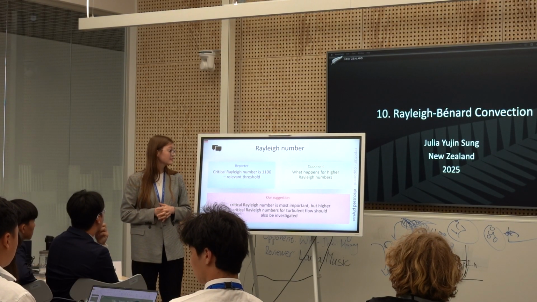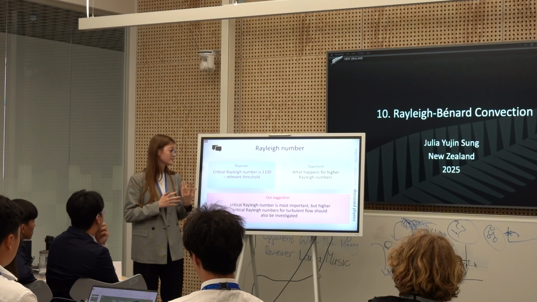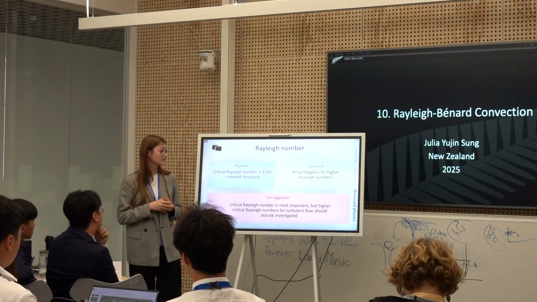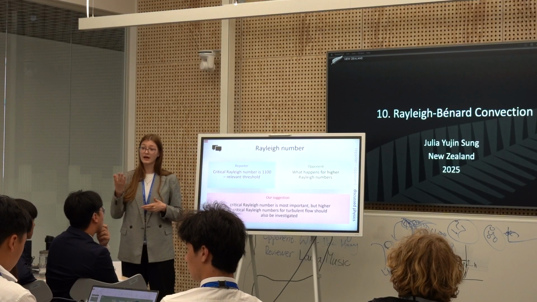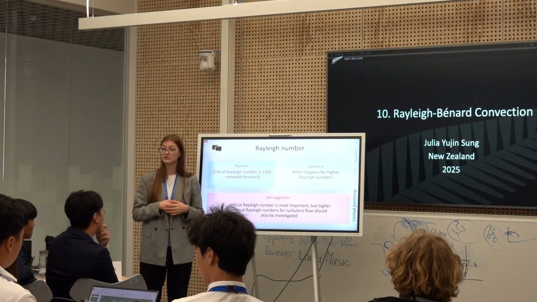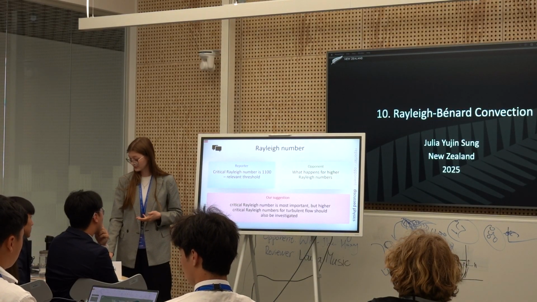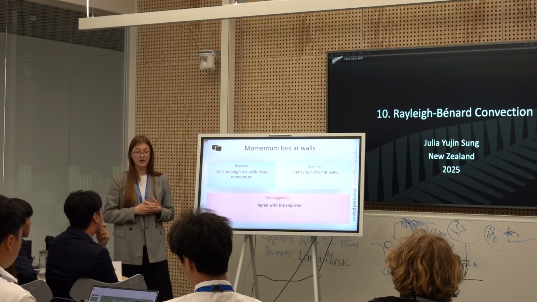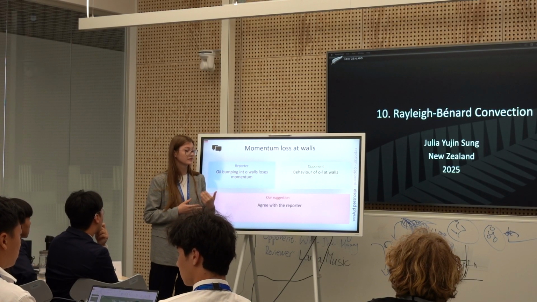Next up, the Rayleigh number. The reporter calculated the critical Rayleigh number for the specific setup, so this is a very relevant threshold. And the opponent just questioned what would happen for high Rayleigh numbers. Obviously, we'd like to see the higher Rayleigh numbers investigated, even chaos or turbulent flow. However, we believe that this critical Rayleigh number is the most important key factor. For momentum loss at the walls, we have the oil bumping into the walls and losing momentum, and we agree with the reporter here. Thank you very much.